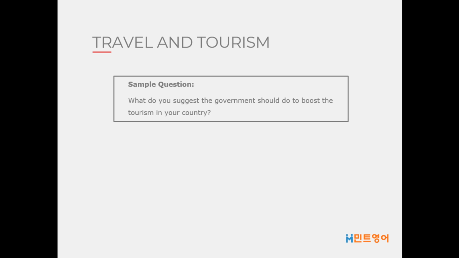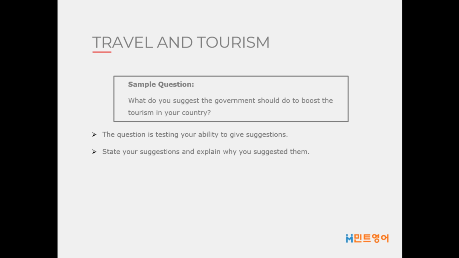Now let's look at some questions about travel and tourism. This question tests your ability to give suggestions. You should state your suggestions and explain why you suggested them. It's also okay to talk about the possible effects of your suggestions. Using modal verbs is needed in your answer, so be flexible in your choice of tenses.